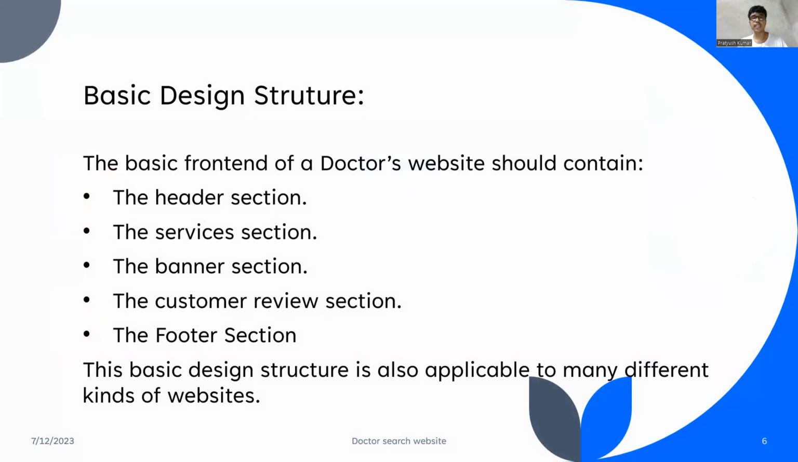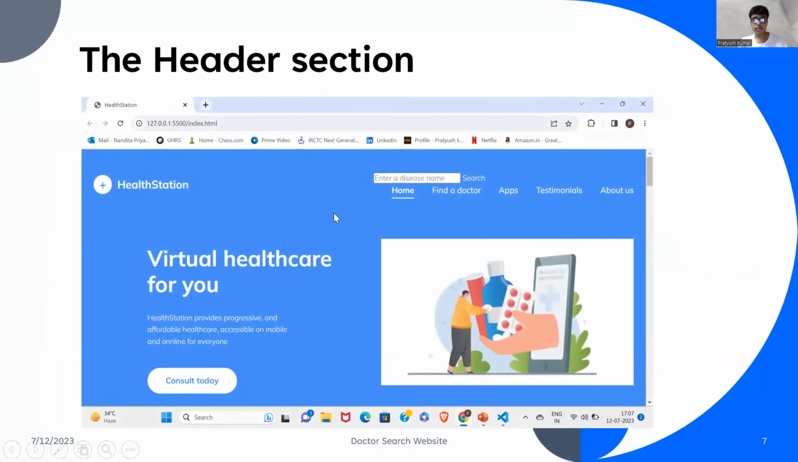This is the basic design structure of how a website or an app should look like. First it should have a header section. It gives you a glimpse of how the website is looking like, and then the services section, the banner, customer review, and the footer section. Let's discuss this one by one. This is the header section of my website. Here is the search bar. This is the most important part of my website, and this is basically the header which provides you the glimpse of my website which I have created.